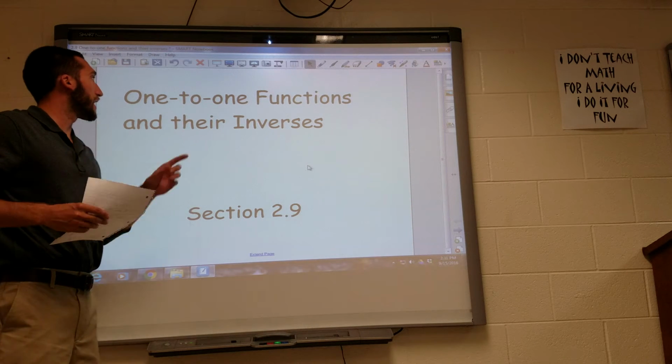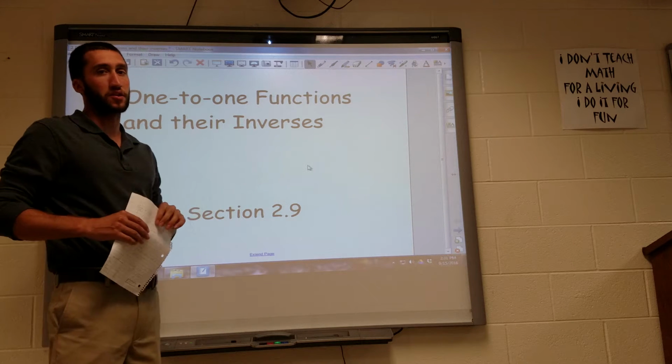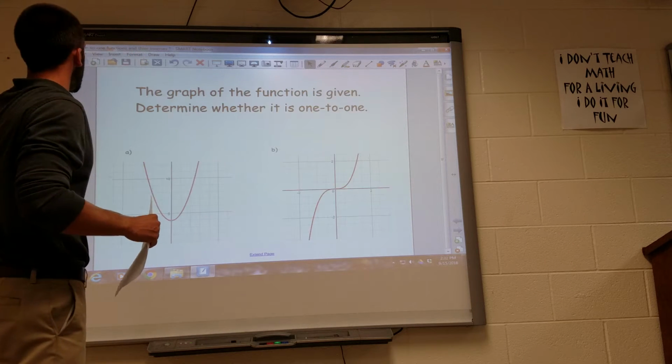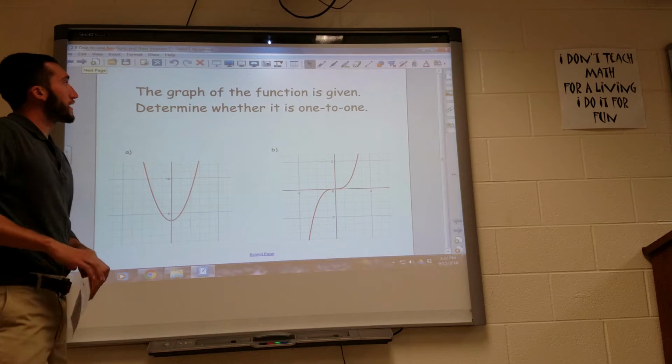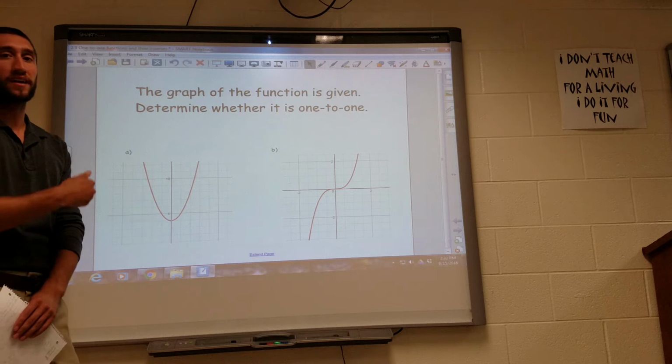Hello everyone, today we're going to talk about one-to-one functions and their inverses, section 2.9 in our book. So here they have given us the graph of a function. They want us to determine whether or not it's one-to-one.